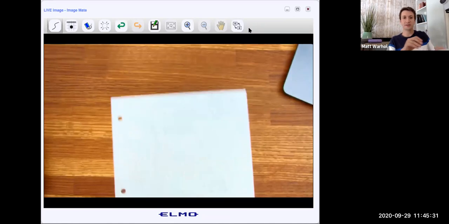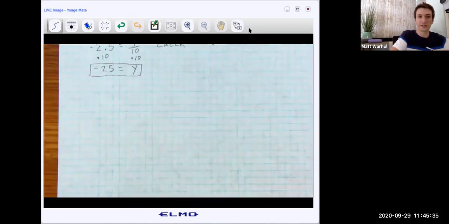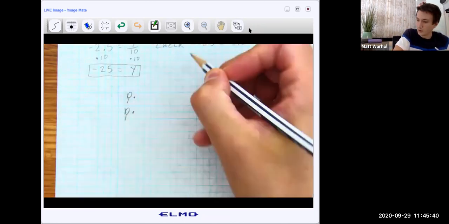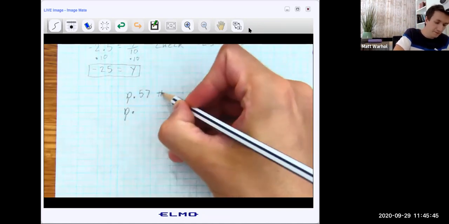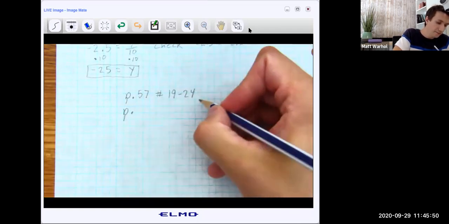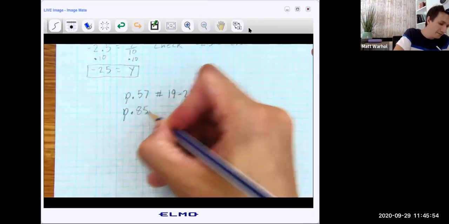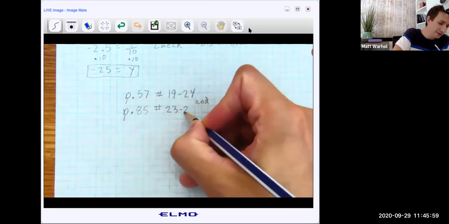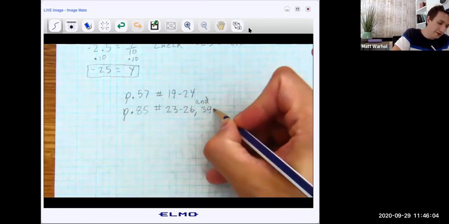All right, so let me give you your assignment today, and it's also on Schoology, so maybe you already saw it. We are going to be working on a couple of different pages again. I would like you to do page 57, numbers 19 to 24, and page 85, numbers 23 to 26, but then we're going to skip some, and we're going to go up to 39 to 45.